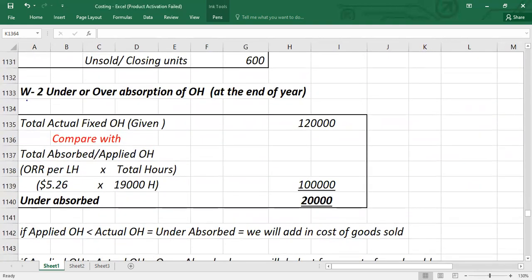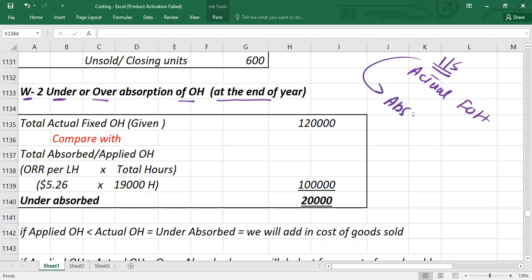So guys, here we have a working on how to calculate under or over absorption of overhead. This adjustment is required at the end of the year, because when we prepare the income statement, we have to record actual fixed overhead cost. But practically, in the income statement, absorbed fixed overhead is showing, while we have to record actual. So the difference between actual and absorbed, we will adjust, because we want to bring the absorbed overhead to the actual overhead, by adjusting under and over.